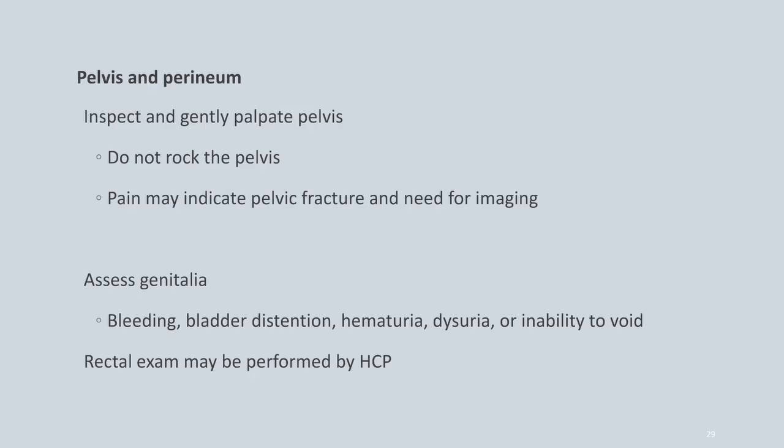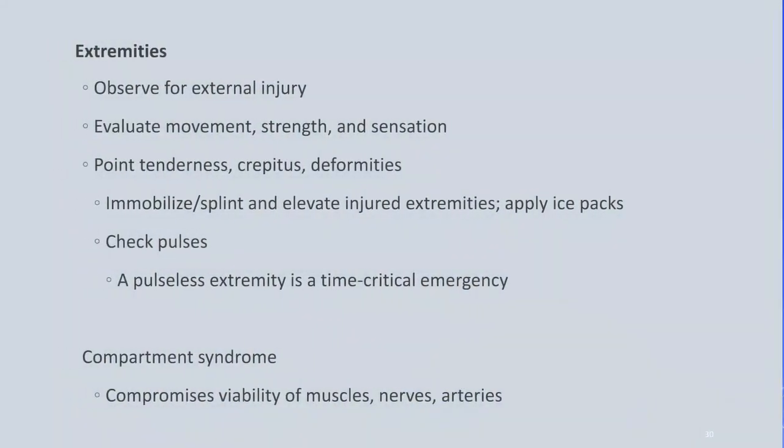Moving on to the pelvis and the perineum. We're going to inspect and gently palpate the pelvis, but do not rock the pelvis. Any pain may indicate that there's a pelvic fracture, and we definitely want to get imaging for that first. We don't want to rock the pelvis if there's any fractures there. We're going to assess the genitalia for any bleeding, bladder distension, any hematuria or dysuria or inability to void. We'll probably put a Foley in at this point. The rectal exam may be performed by the healthcare provider to check for rectal tone, especially if there's any suspicion of a spinal cord injury.